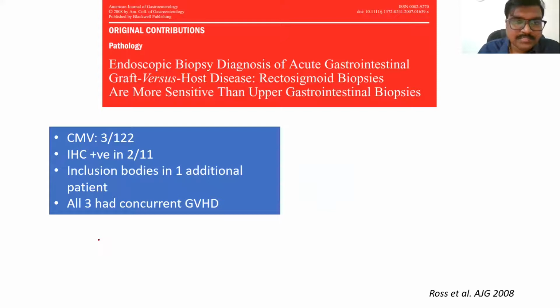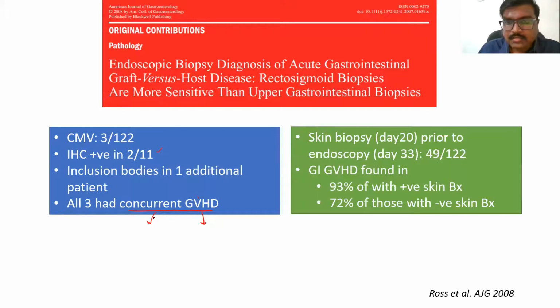In their series, they found CMV in 3 patients: IHC was positive in 2 out of 11 patients in whom it was performed, and inclusion bodies were seen in an additional 1 patient. All 3 patients had concurrent GVHD, so both immunosuppression for GVHD and antivirals for CMV were given. In these patients, the skin biopsy was done prior to endoscopy, and GI GVHD was found in 93% of patients with a positive skin biopsy and 72% of those without. Here, the skin biopsy might have been done very early and might have missed GVHD, which was later found in subsequent endoscopic biopsies.